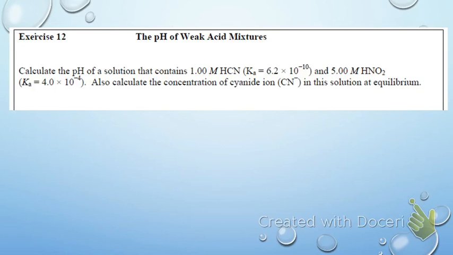Okay, so this one says calculate the pH of a solution that contains 1 molar of HCN and 5 molar of HNO2, and it lists the Ka values. And then it says also calculate the concentration of the cyanide ion at equilibrium. When you have a mixture of acids, especially with both weak acids, the only one that is going to contribute any appreciable amount of hydrogen is the strongest one, the one with the largest Ka. So then you're going to determine the pH based on that. Based on this one, the nitrous acid is the one we're going to do the pH based on. Okay? So I'm going to do a new paper again.